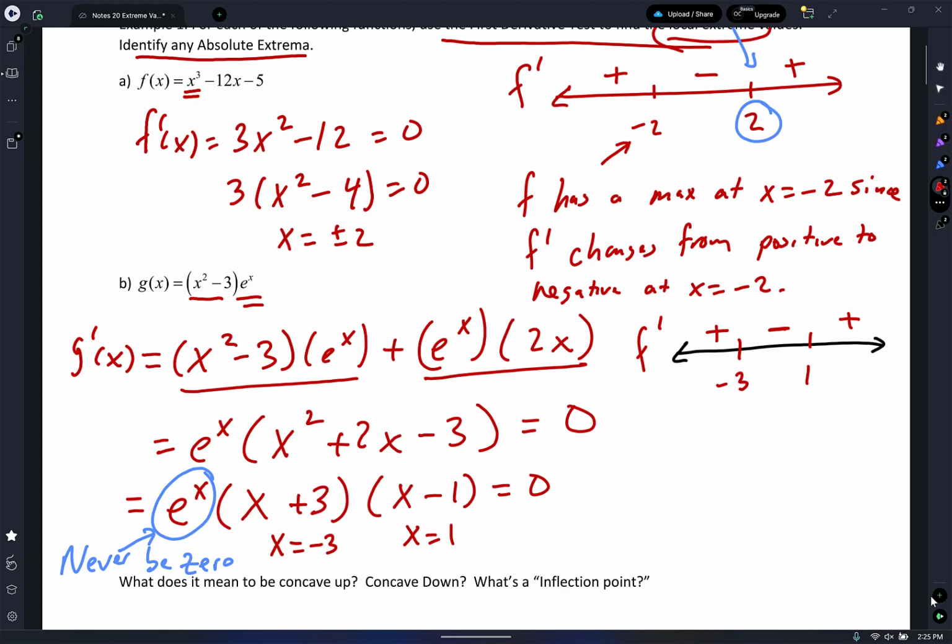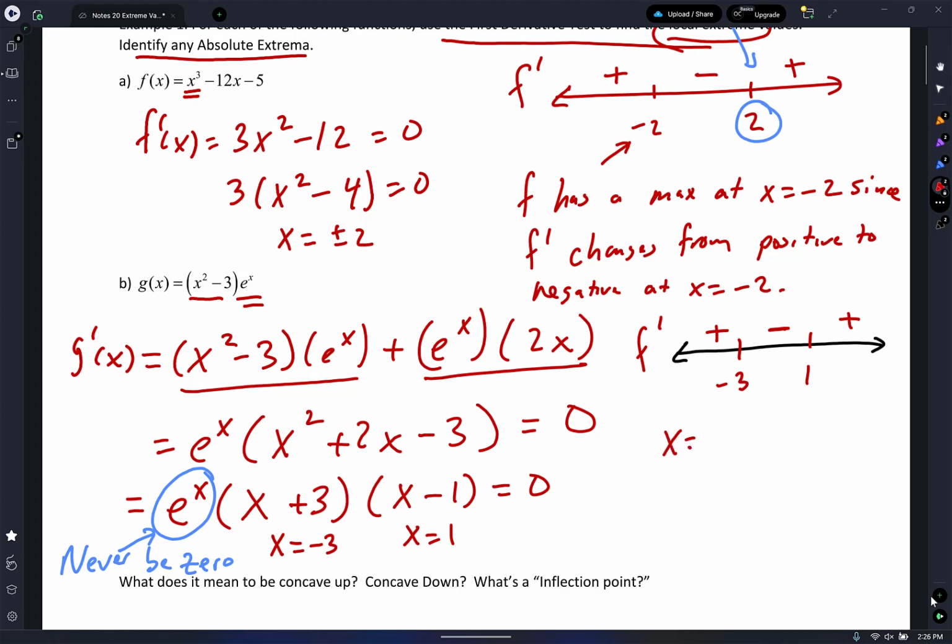I change from positive to negative at negative 3, so that is a max. And I go from negative to positive at 1, so that is a min. I'm actually curious to see how this looks. Okay, we'll graph it right now to see how it looks.